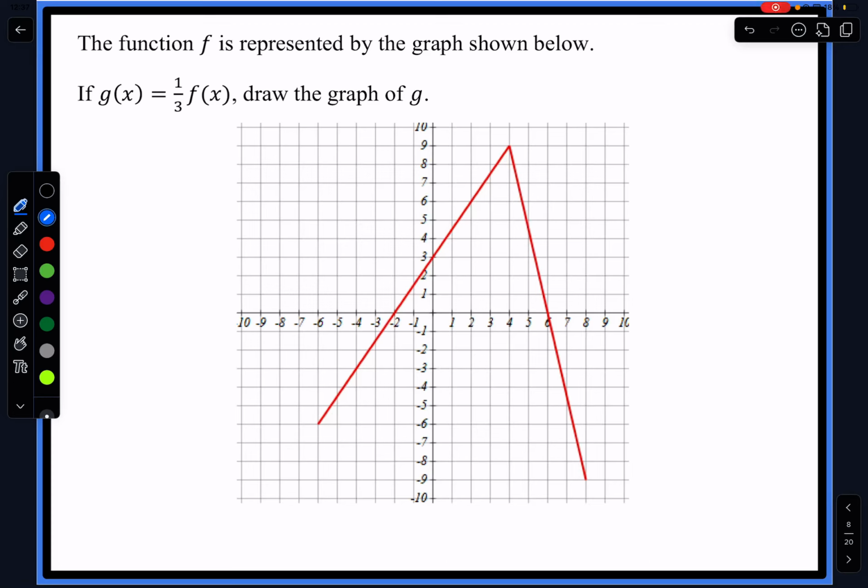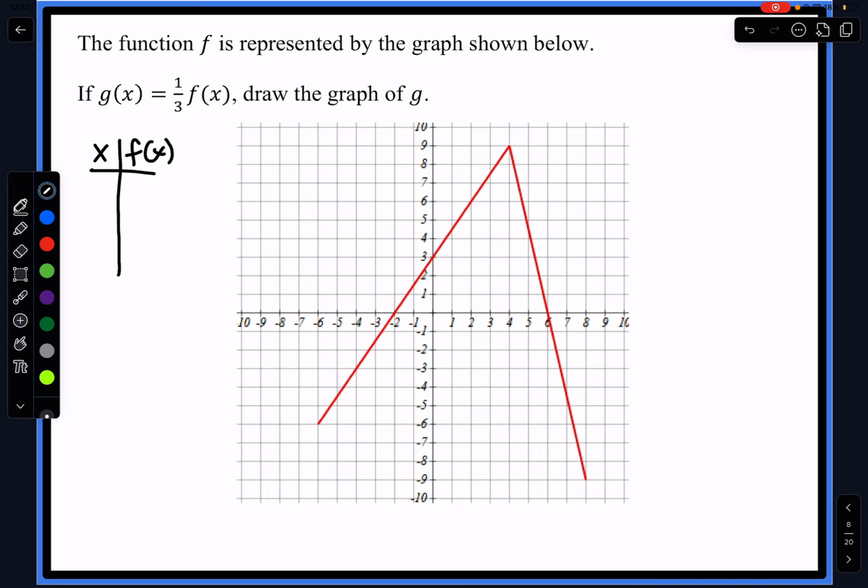In this example, we have that the function f is represented by the graph shown below, and we want to draw the graph of g, but g is defined as a third of f of x. So we want to start by first identifying what the x and y values are for f.